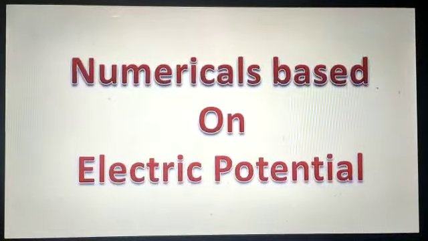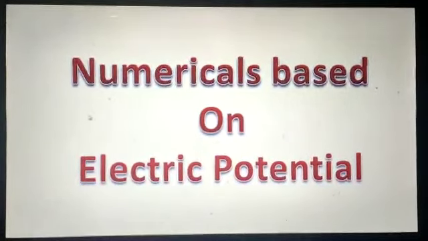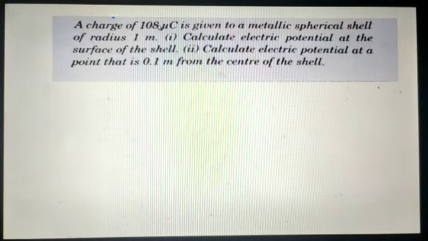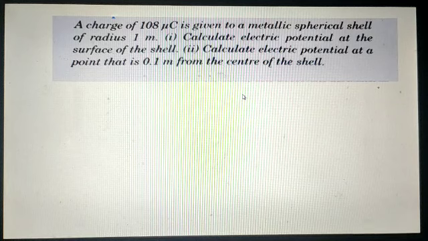Hello everyone. Let us discuss some of the numericals based on electric potential. The first numerical is: a charge of 108 microcoulomb is given to a metallic spherical shell of radius 1 meter. The first question is to calculate the potential at the surface of the shell, and the next question is to calculate the potential at a distance 0.1 meter from the center of the shell.